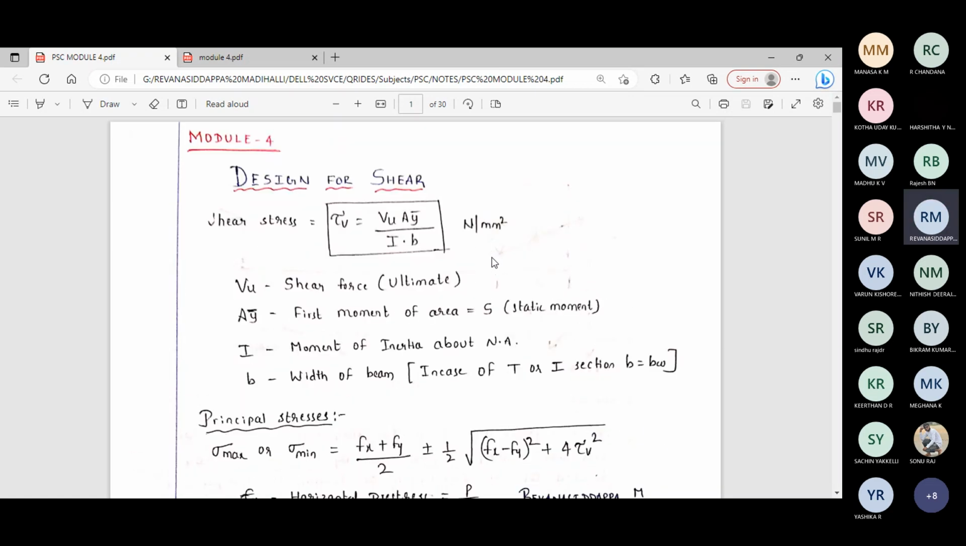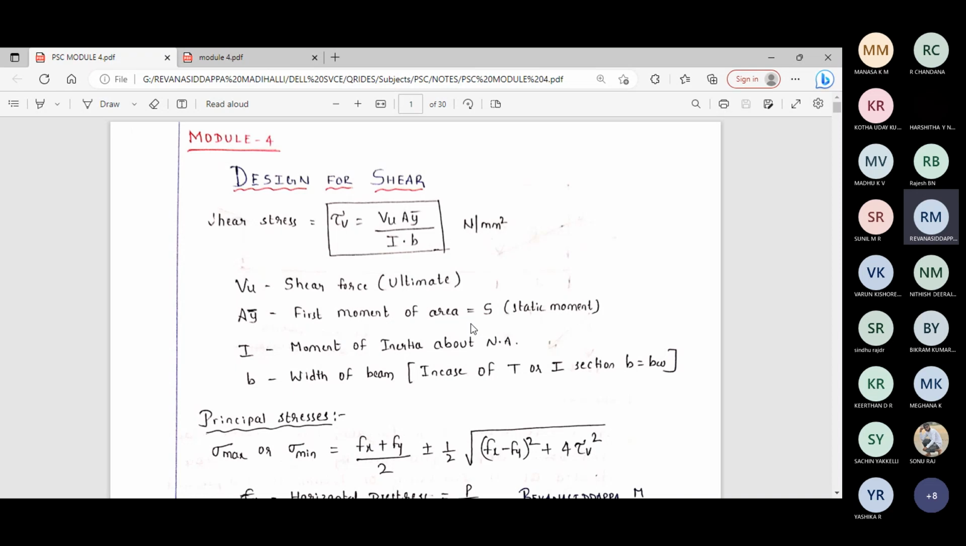Along with the normal loads, this PSC beam will also have the pre-stressing force. The effect of pre-stressing force will also be there, which will contribute towards increasing the shear resistance of the beam. Including the effect of pre-stressing force, we will find the shear resistance.